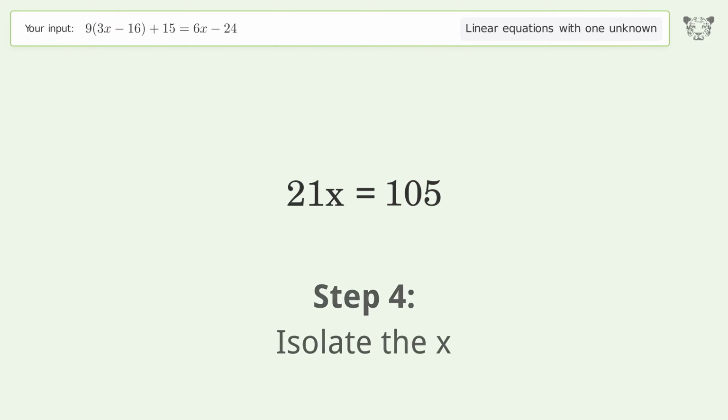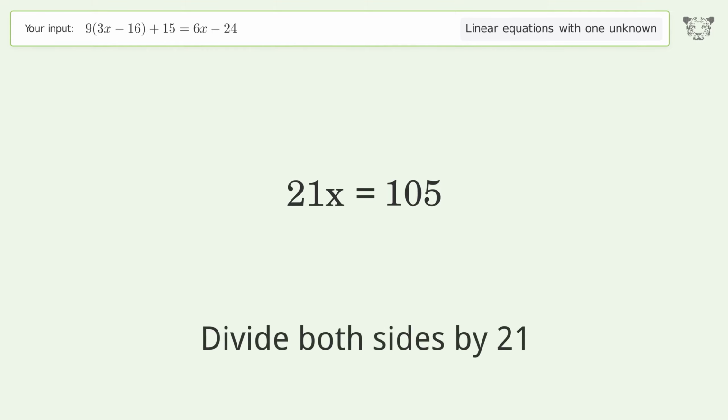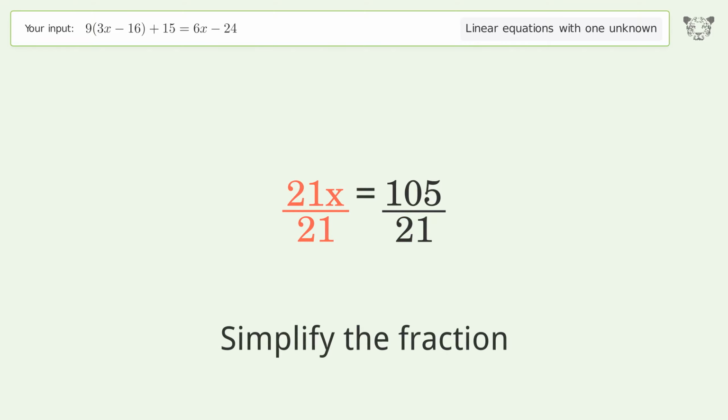Isolate the x. Divide both sides by 21. Simplify the fraction.